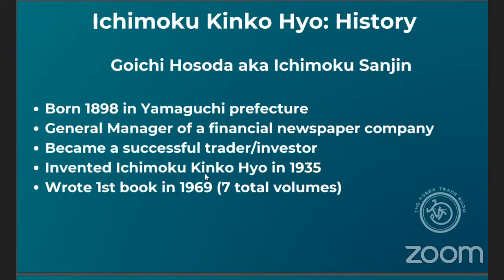Let's look at when he invented this. It has evolved over time, and we'll talk about that as we work through it. But he invented the Ichimoku Kinko Hyo in 1935 and wrote his first book in 1969 regarding how he saw the markets back then, in a total of 7 volumes. That's how long this has been around. A lot of Japanese traders, especially pro traders that work at trade desks, use the Ichimoku cloud.